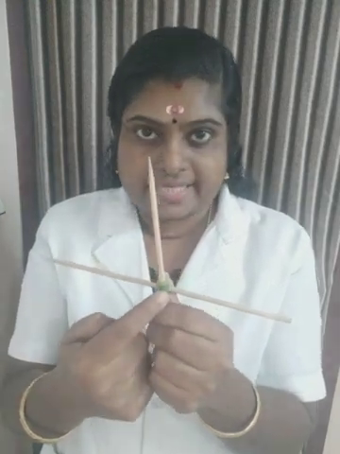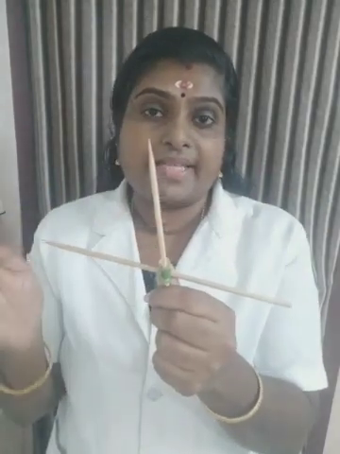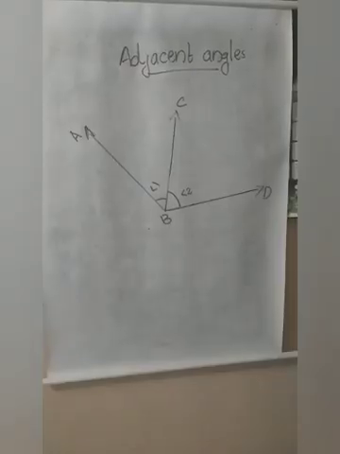So what is the first condition? They should have a common arm. Second condition, they should have a common vertex. Third condition, the non-common arms should be on either side of the common arm. If all these conditions are satisfied, then we can say these angles are adjacent angles.